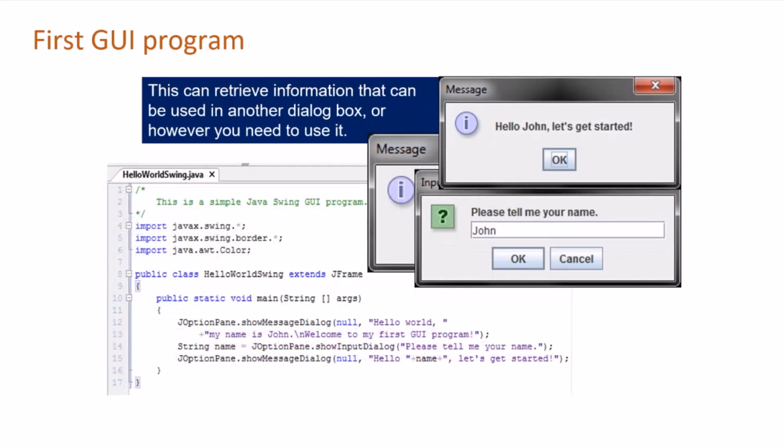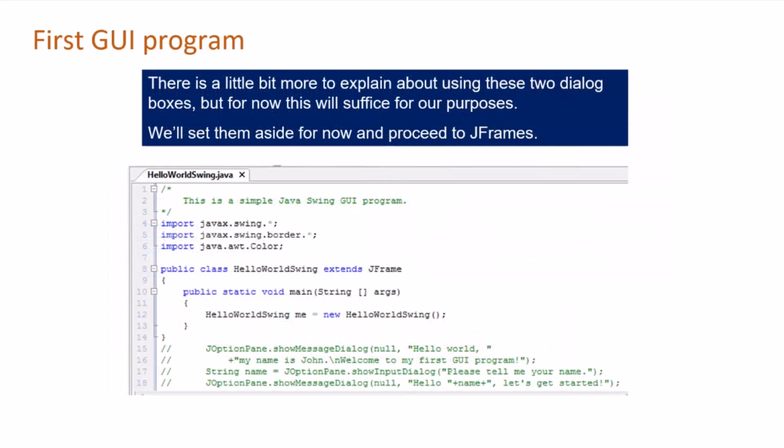This can retrieve information that can be used in another dialog box or however you need to use it. So here, after we've retrieved name using the second dialog box, we do another showMessageDialog that uses the value name, and you can see, "Hello John, let's get started." There is a little bit more to explain about using these two dialog boxes, but for now this will suffice for our purposes. We'll set them aside for now and proceed to JFrames.